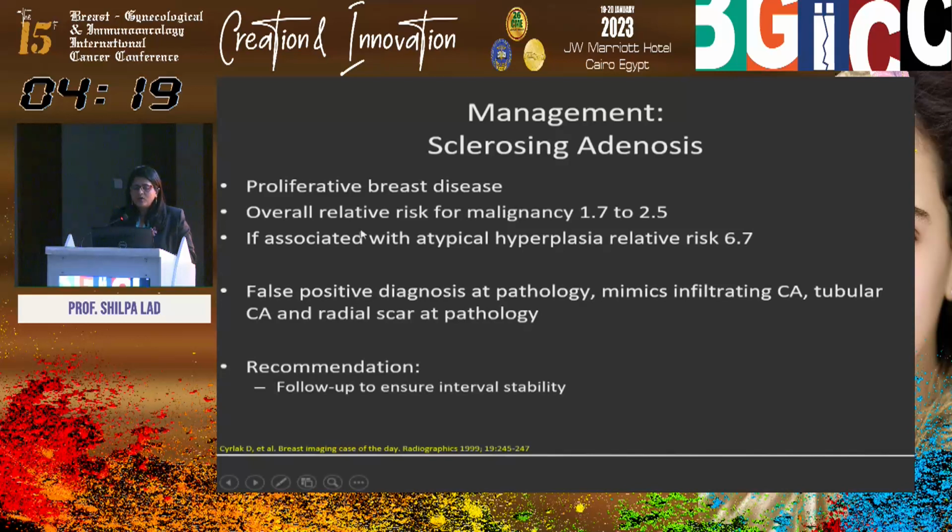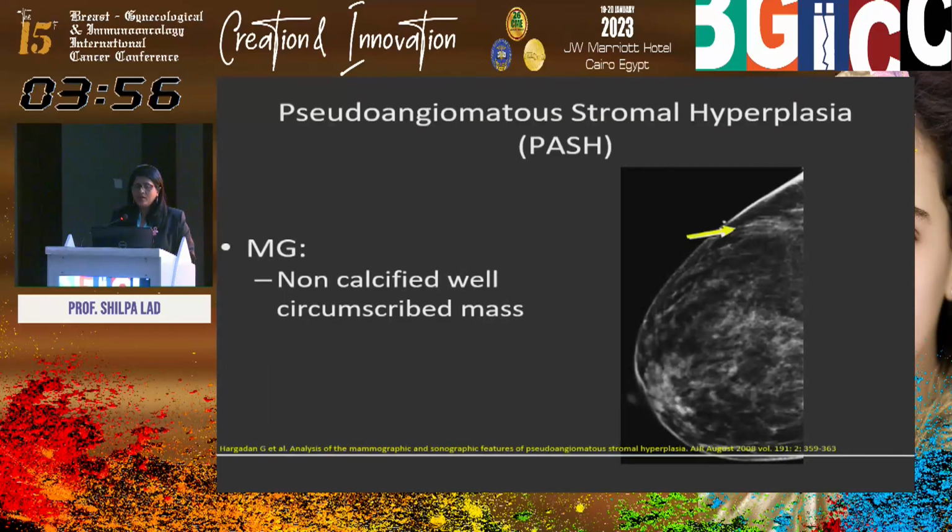These are considered proliferative breast disease. Overall risk of malignancy, relative risk is 1.7 to 2.5. They account for false positive diagnosis at pathology, and they may mimic cancers like tubular carcinoma or radial scar at pathology. All that is recommended in these cases is follow-up.